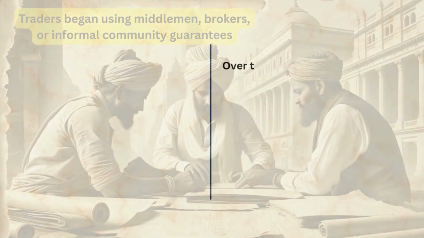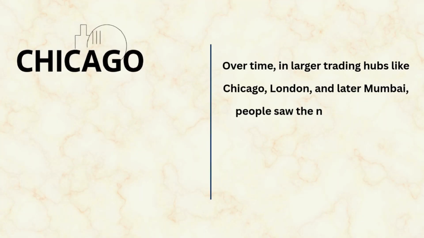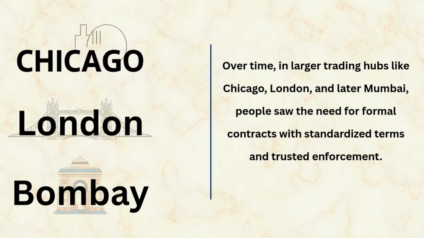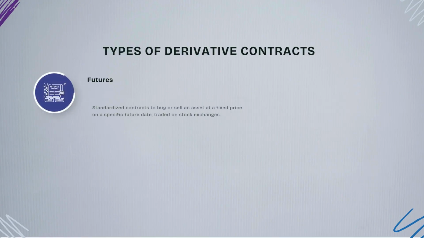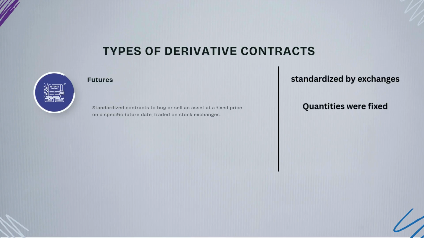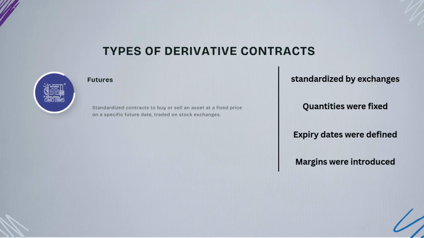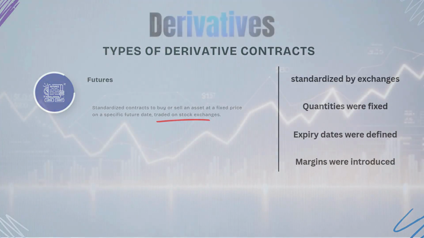Over time, in larger trading hubs like Chicago, London, and later Mumbai, people saw the need for formal contracts with standardized terms and trusted enforcement. This gave birth to the futures contract. It is a forward contract, but with safeguards. It was standardized by exchanges. Quantities were fixed. Expiry dates were defined. Margins were introduced. And most importantly, the exchange itself became the middleman, ensuring that neither side could default.